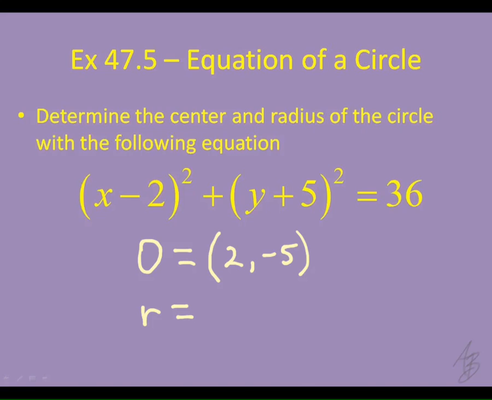And what's the radius here going to be? 6. How do you get 6? Square root of 36. Good. Okay, how about this one?